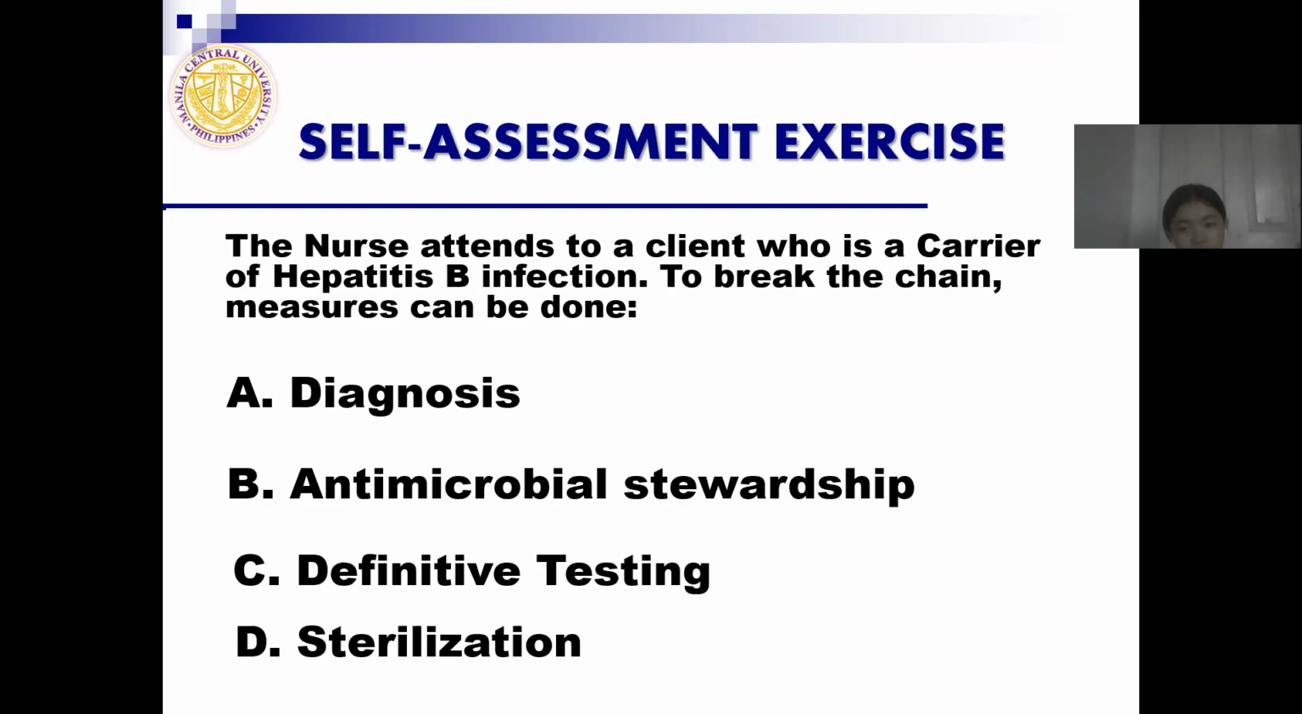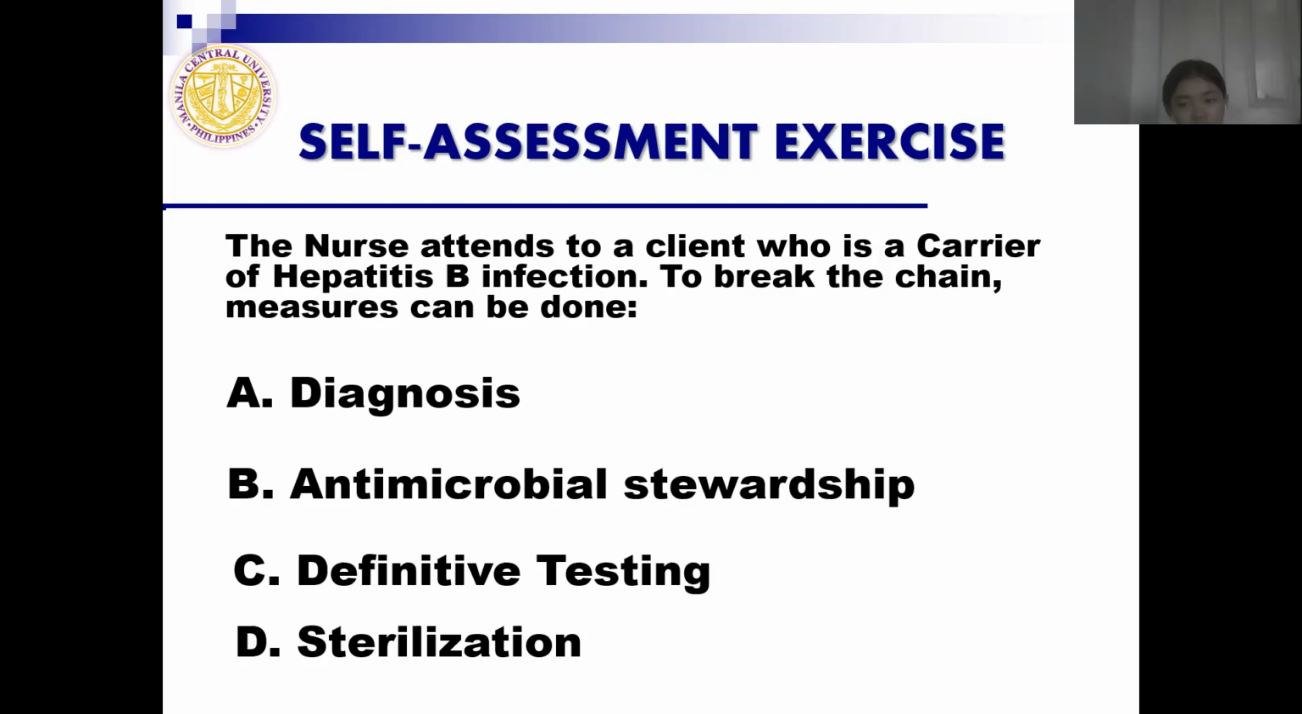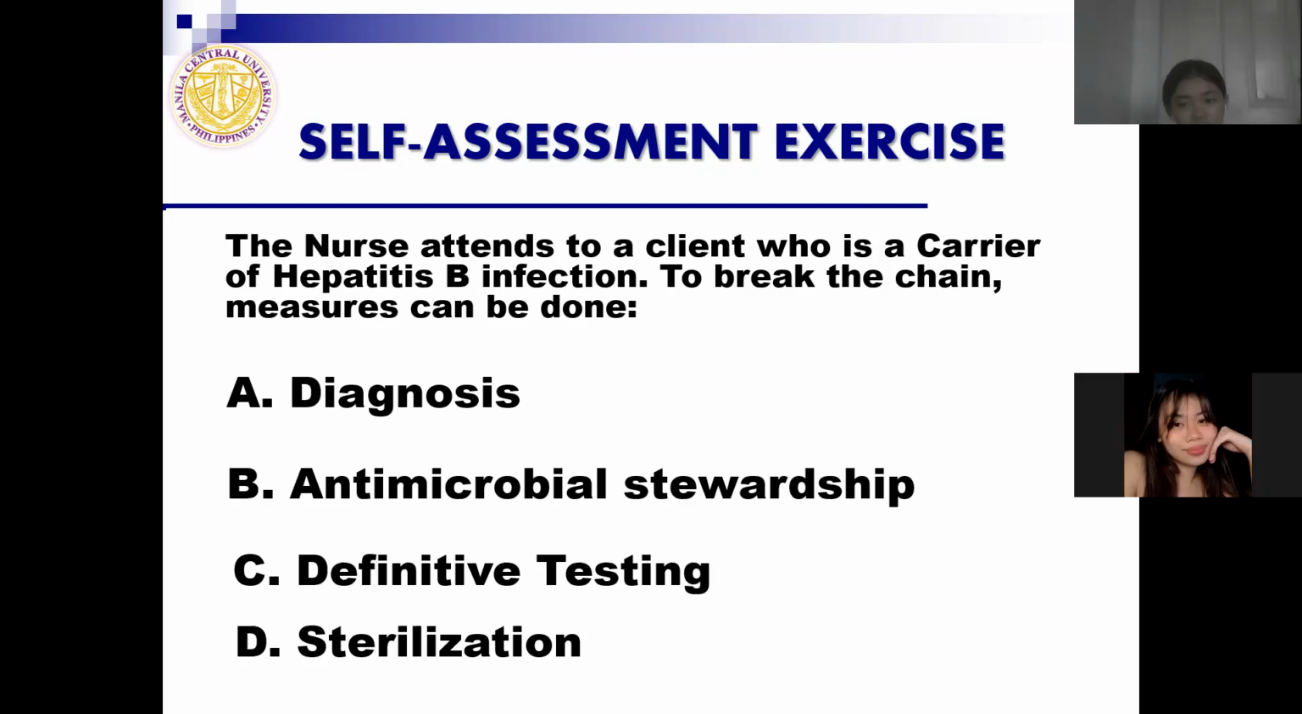Let's have the analysis. The nurse attends to a client who is a carrier. If we say a carrier, in the chain of infection, a carrier is considered a reservoir. He or she is already a reservoir, meaning the person is already a carrier of hepatitis B virus. So now, if it is viral, will antimicrobial be aligned with breaking the chain from a viral source? So probably on that analysis, it may not. Okay, thank you for the nice try for letter B.